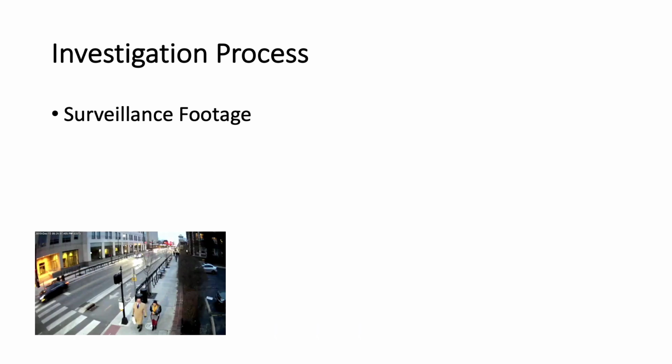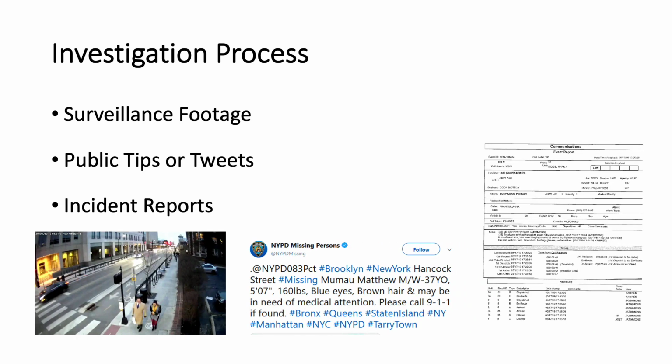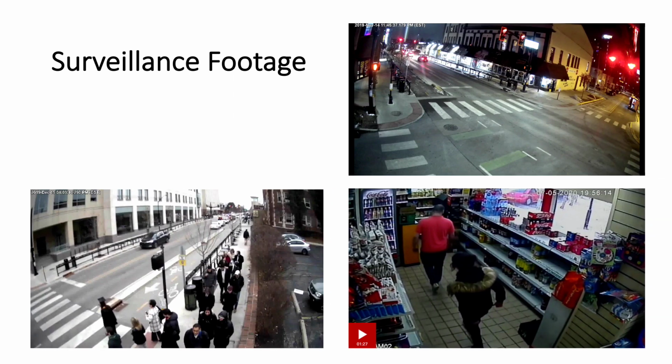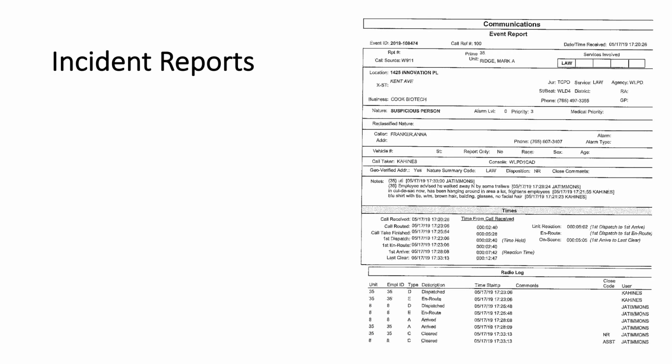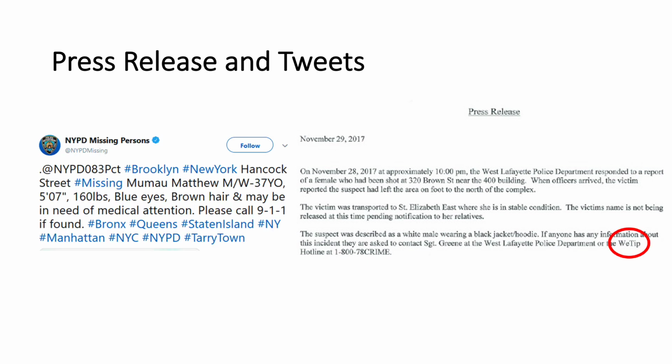The investigation process is complex and often requires a long time. Authorities often start with surveillance footage, public tips or tweets, and previous case reports. Surveillance footage can include CCTV videos, dash cam videos, and in-store videos. Whenever there is a 911 call, event reports and incident reports are generated by authorities. Press releases help to circulate the information to public knowledge, whereas tips from the general public are collected through hotlines and tweets.